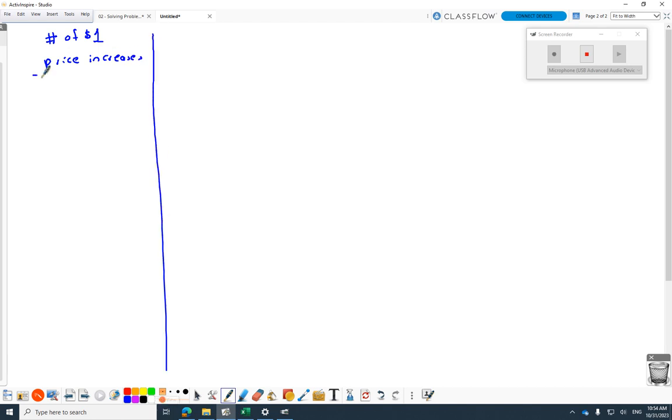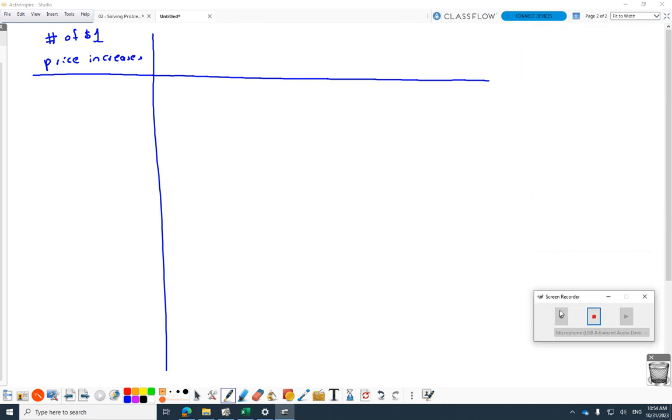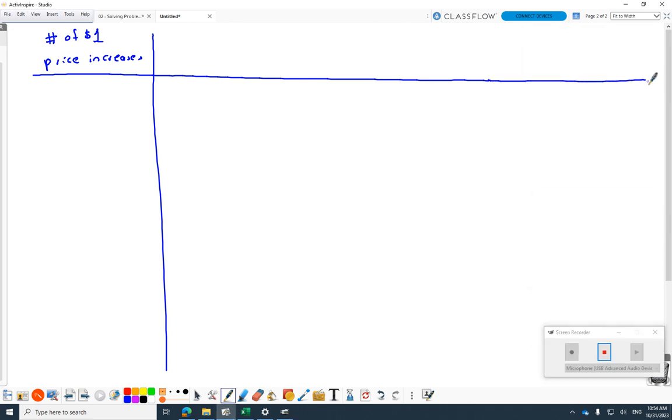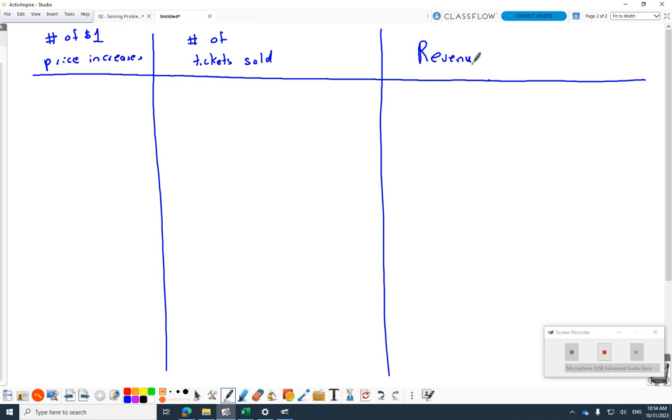How many times should they increase the price? Or should they not increase the price? We might find that out. We may find out, no, we already did the best we could do. Then this column will be number of tickets sold. And then the last column will be revenue. Have you heard the word revenue before? That just means money in. But I'm not teaching a business course, so if on the test you're like, what's revenue? I'll tell you, that's the amount of money they're going to bring in.